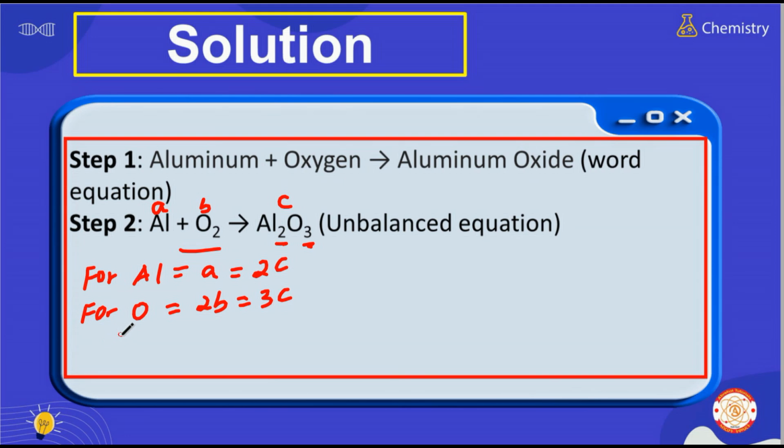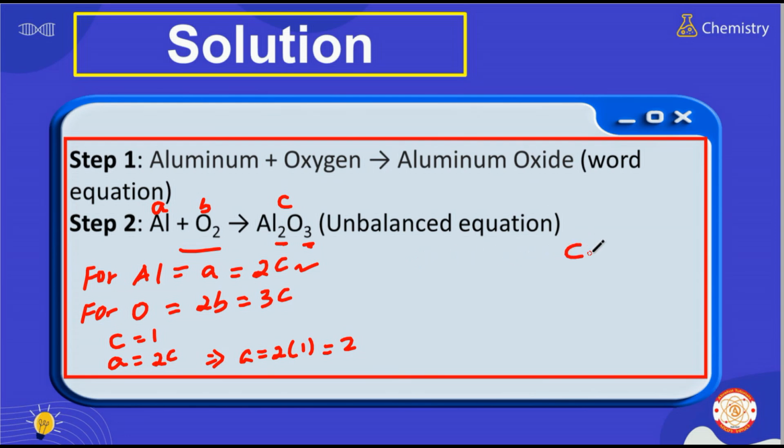Alright, now I am going to assign the smallest whole number for any of these variables. So I'm going to assign 1 for C. If the value of C is 1, I can easily find the value of A, because A equals 2C, and A is equal to 2 times 1, which is 2.